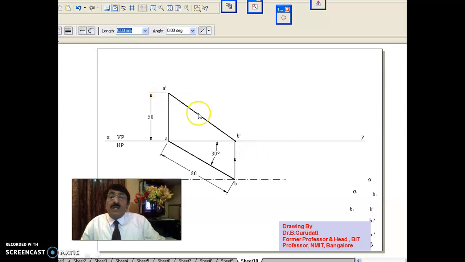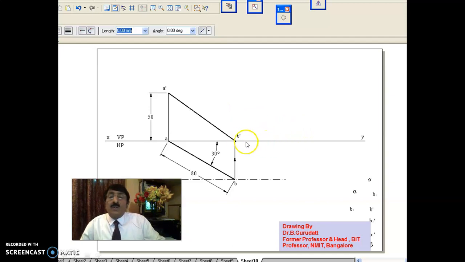Then join A dash, B dash only. I have drawn B dash on XY line because of the third parameter, the other end of the line is touching HP. That is why B dash you put it here. Now once you have this, this is alpha. If you draw horizontal, this is beta. True inclination, you have to do all that.